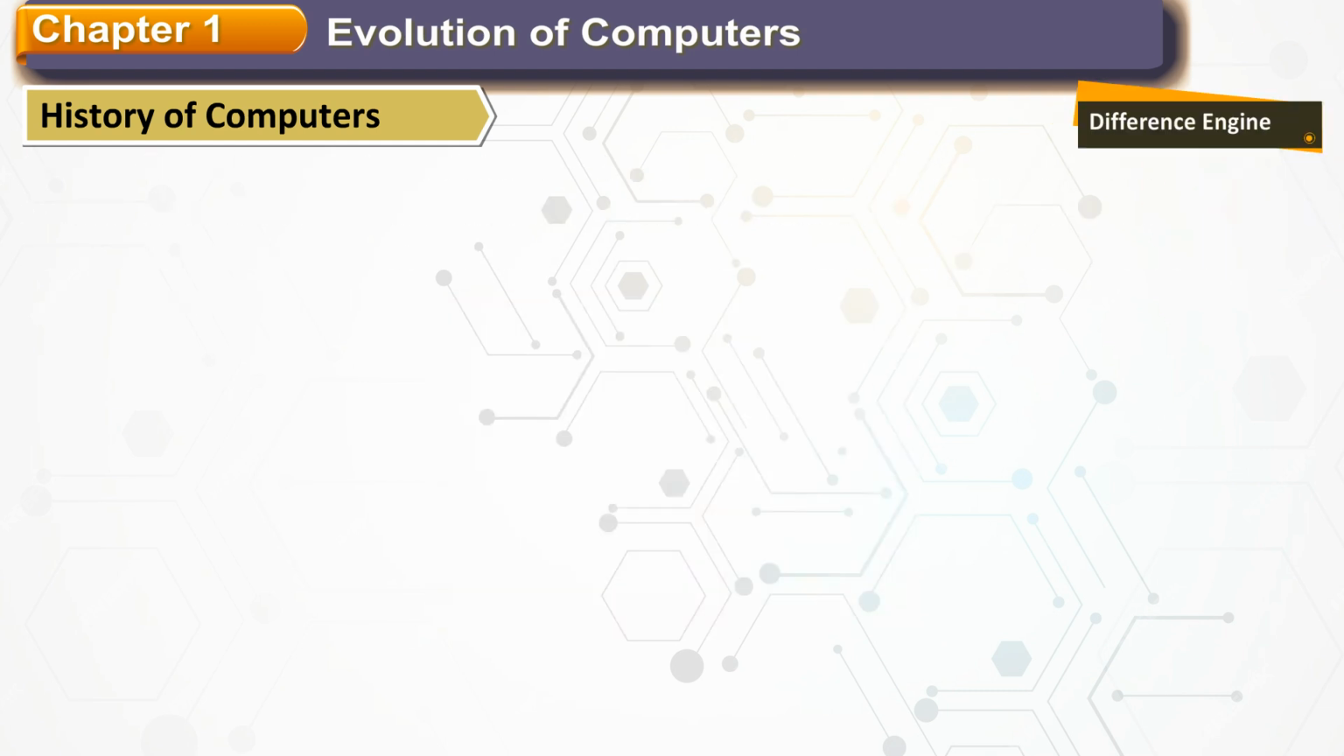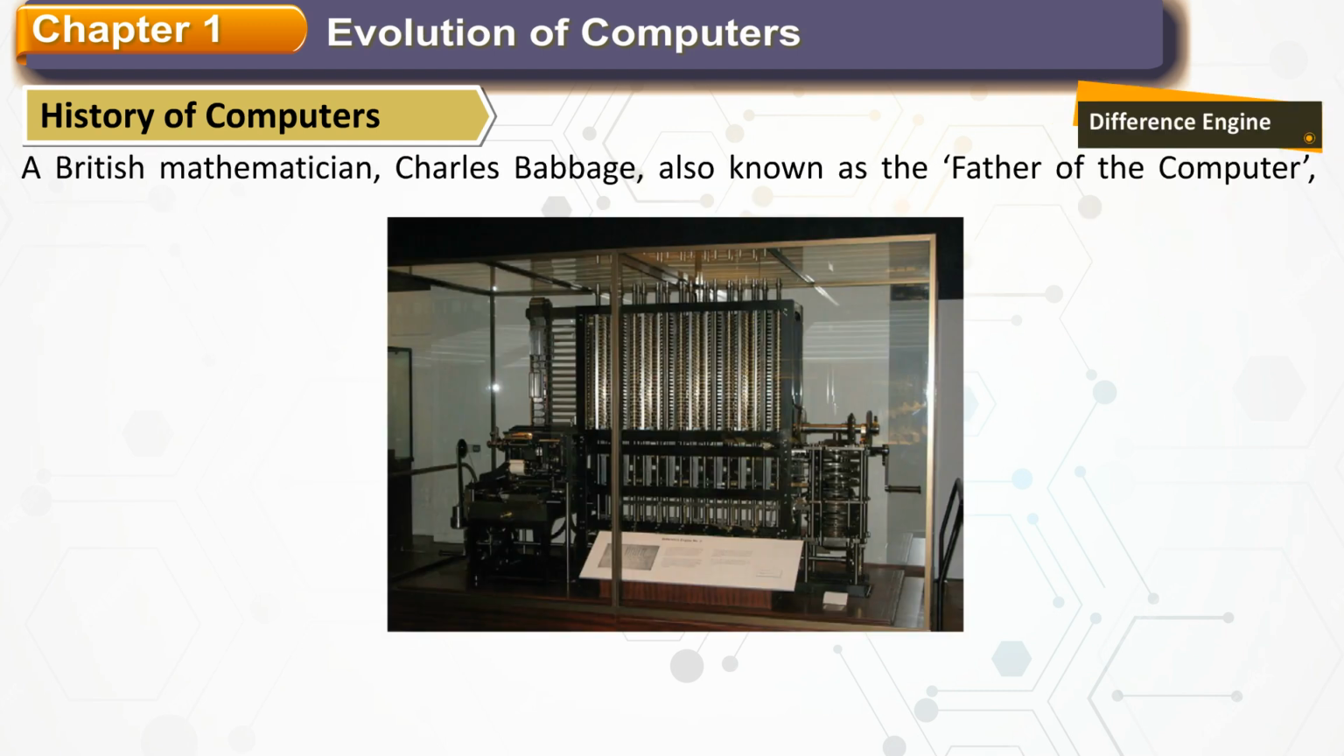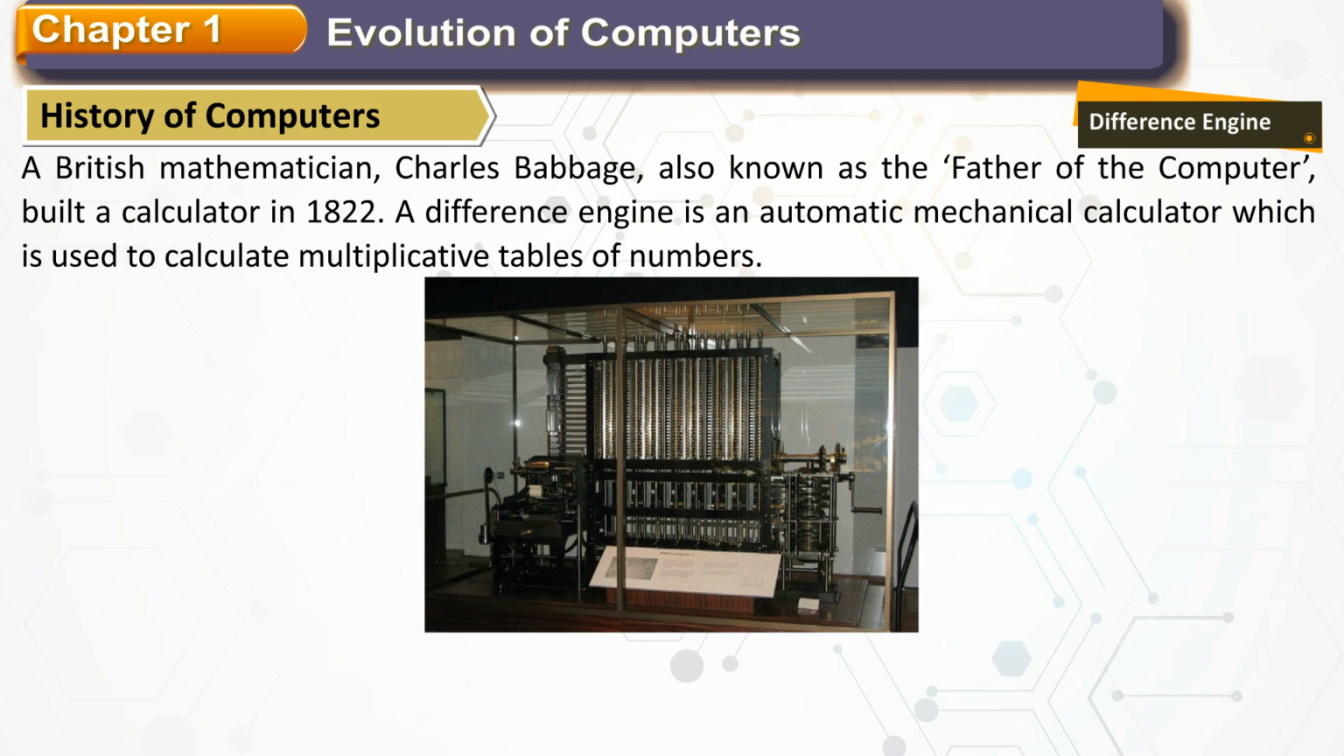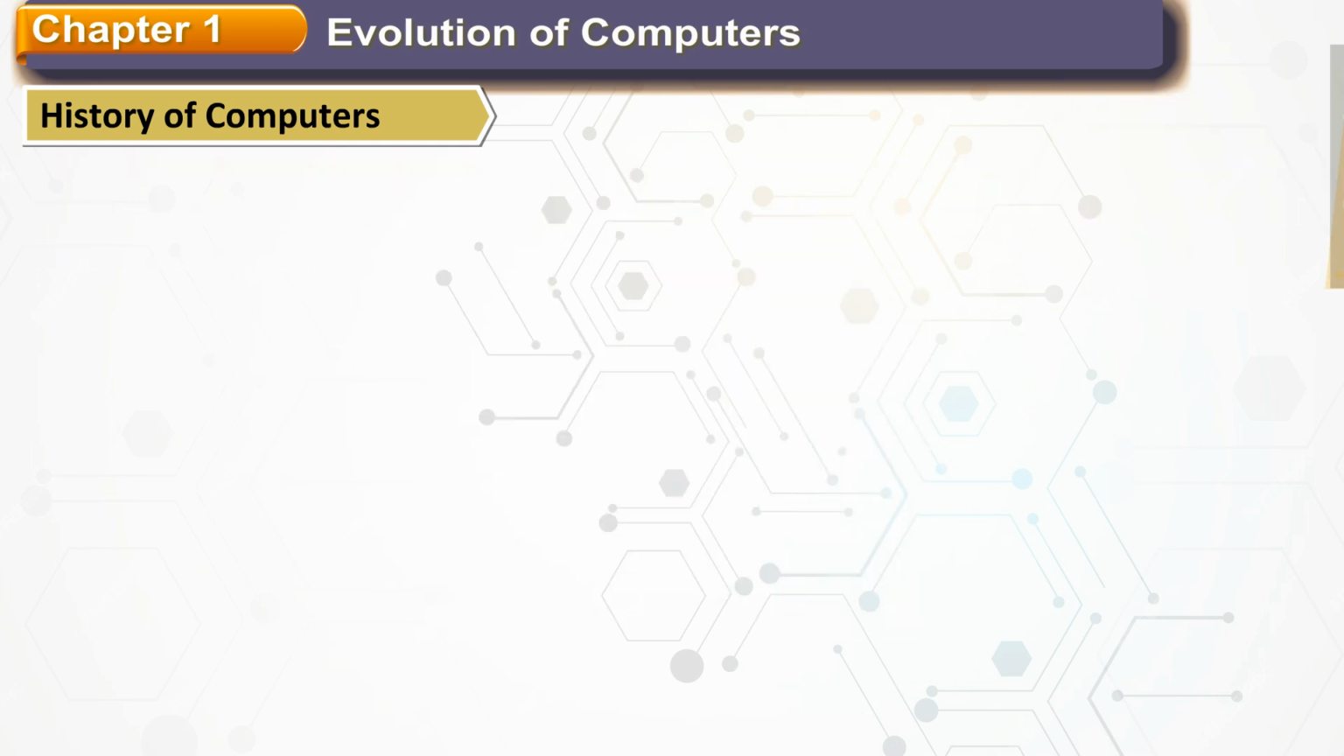Difference engine. A British mathematician, Charles Babbage, also known as the father of the computer, built a calculator in 1822. A difference engine is an automatic mechanical calculator which is used to calculate multiplicative tables of numbers.